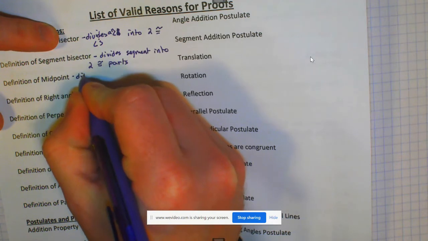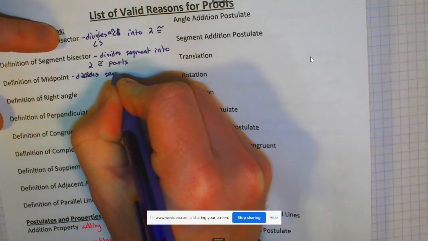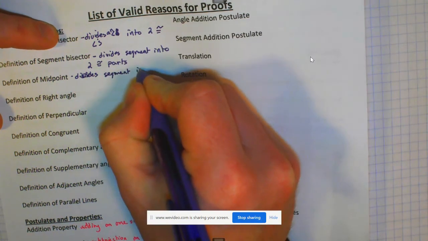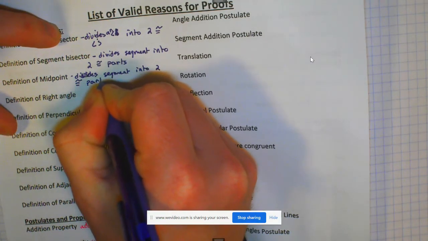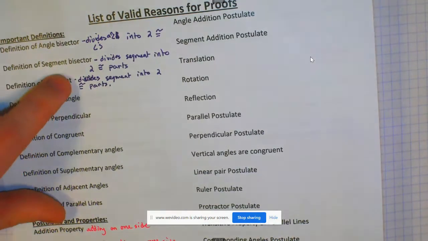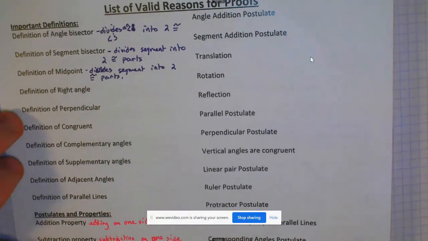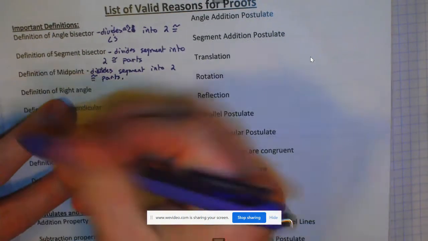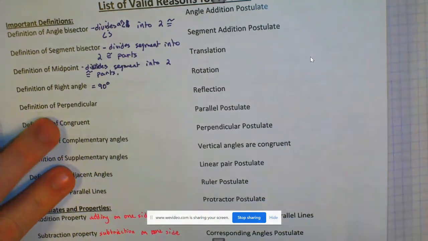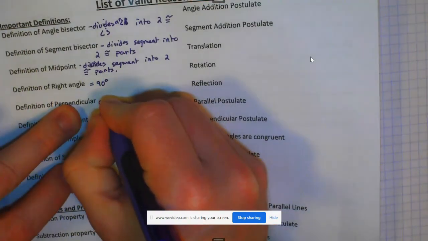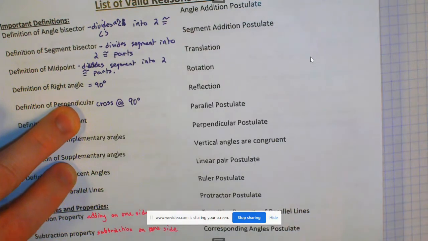Definition of midpoint. It divides a segment into two congruent parts. A midpoint is a segment bisector. They're the same, they just have a little bit different word. Definition of right angle: equals 90 degrees. Definition of perpendicular: cross at 90 degrees.